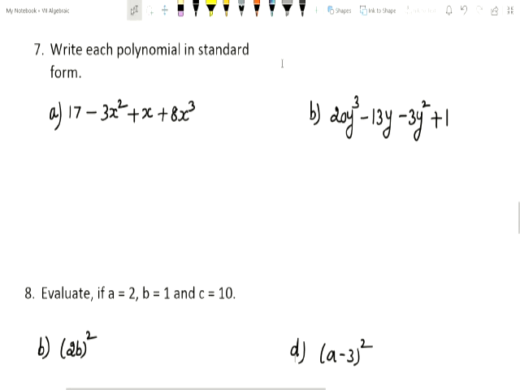Write the polynomial in standard form. Standard form means we have to arrange the terms in decreasing order.